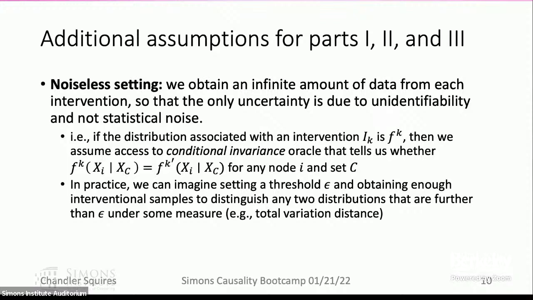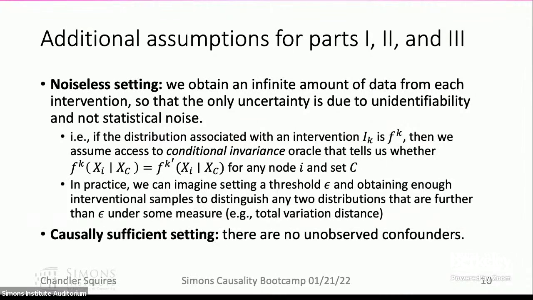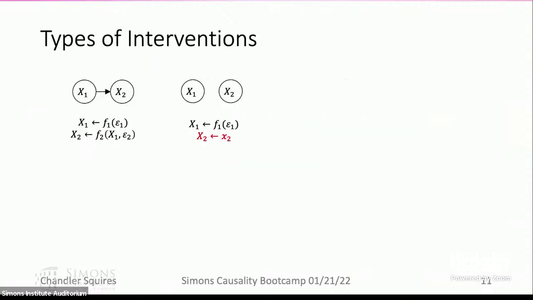So throughout, maybe try to save the questions about the noisy setting until later on. We're also going to be considering causally sufficient settings, so settings without latent confounding. This is the focus of the first half of the causal structure discovery lecture. So we're going to see what we can do with this.